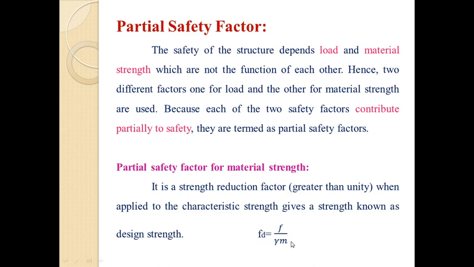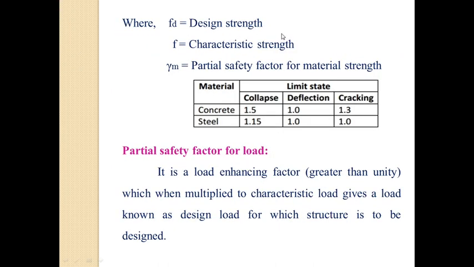Or we can also define it as: the design strength is obtained by dividing the characteristic strength by the partial safety factor of the material. We can call it the partial safety factor for material strength. Where Fd is design strength, F is characteristic strength, and gamma m is the partial safety factor for material strength.